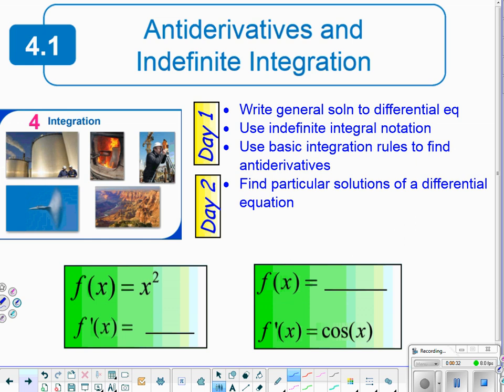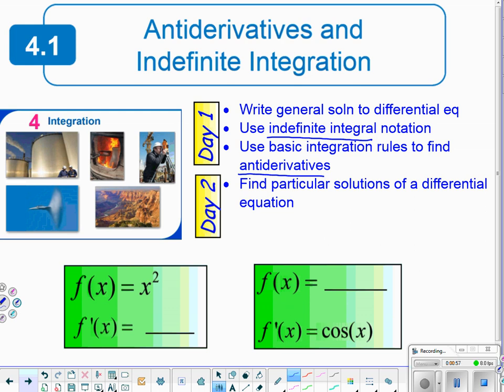So first off, I'm going to break this into 2 days. Day 1 is just going to be writing the general solutions to some differential equations. Second, using indefinite integral notation, and then some of the basic rules behind finding these antiderivatives. Antiderivatives and indefinite integrals are synonymous. They can be used interchangeably. Okay. Day 2, we'll find the particular solutions.